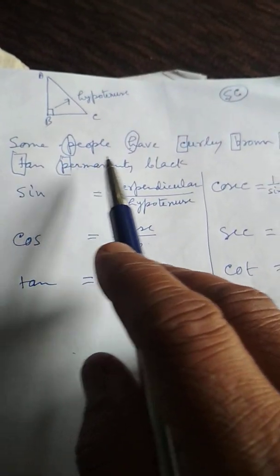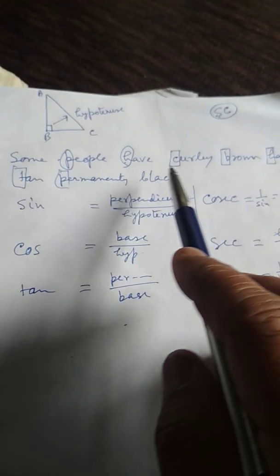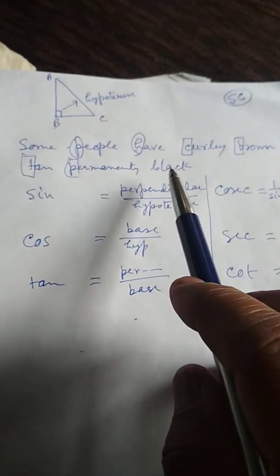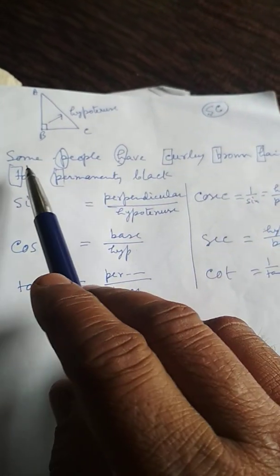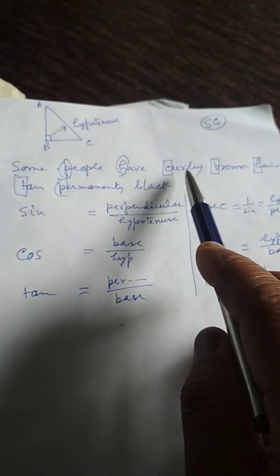These 6 relations can be remembered by this one sentence. It is not grammatically correct, but to remember, you have to remember this sentence. Some people have curly brown hair, tan permanently black.